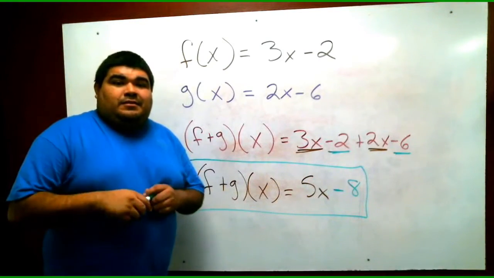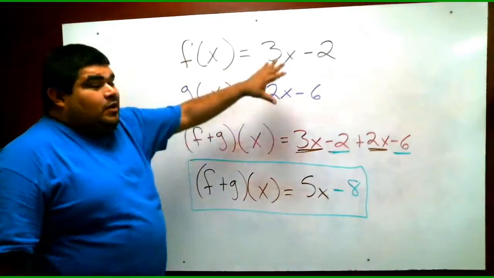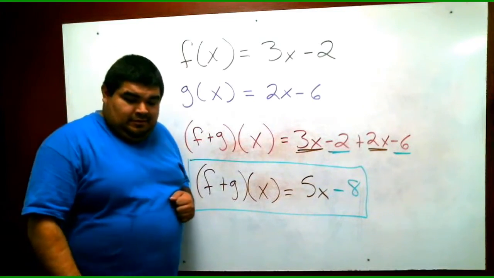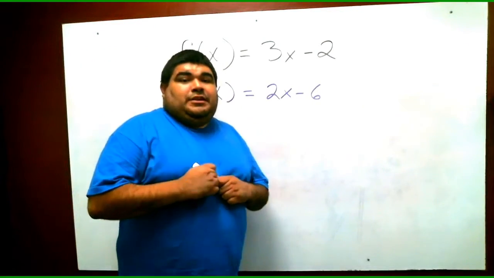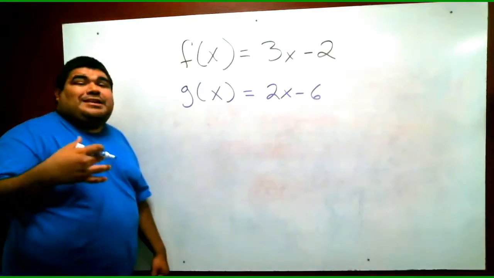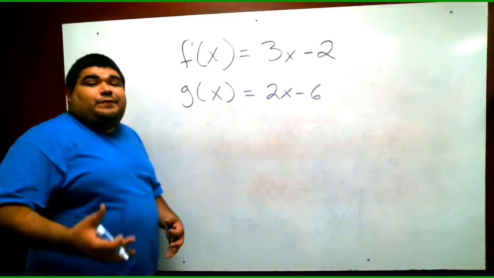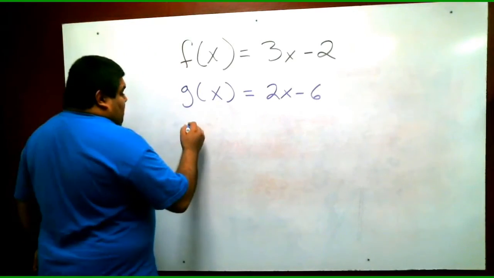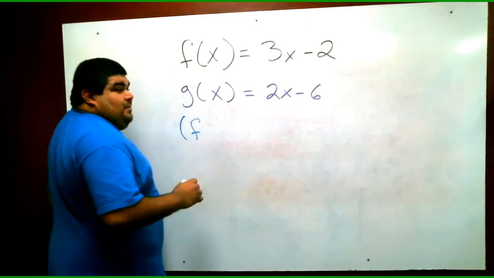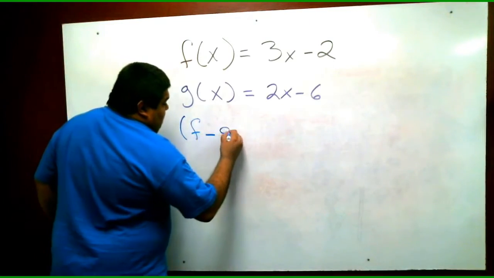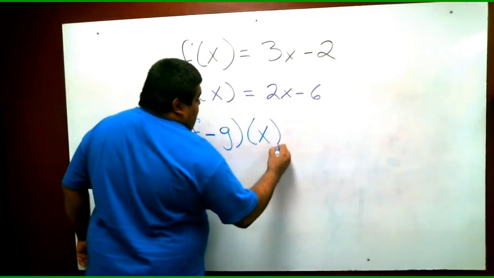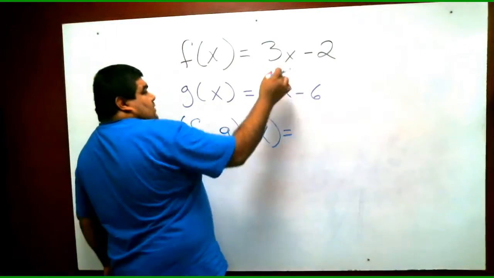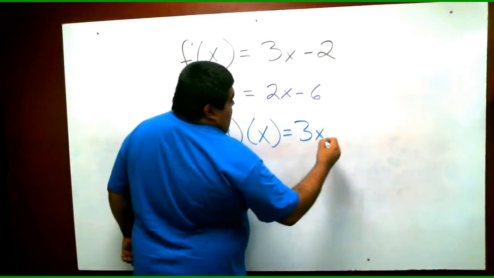And that's it for adding. Now we're going to keep the same ones. This time, we're going to do one for subtraction of the functions. Now we're going to subtract them from each other. Now we're doing the difference part of the function. So again, we're going to write f. This time, instead of a plus, it's a minus g of x equals, again, 3x minus 2.